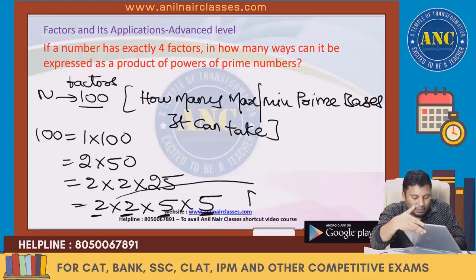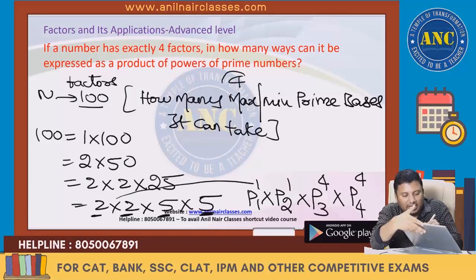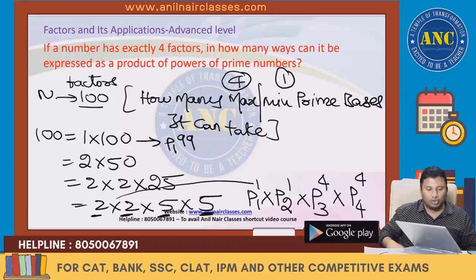2 means P1 power 1. 2 means P2 power 1. 5 means P3 power 4. 5 means P4 power 4. How many maximum prime bases can it take? 4. How many minimum prime bases can it take? 1. I hope this question is clear to you.